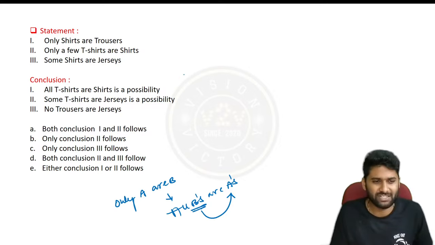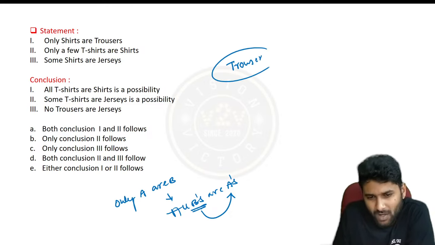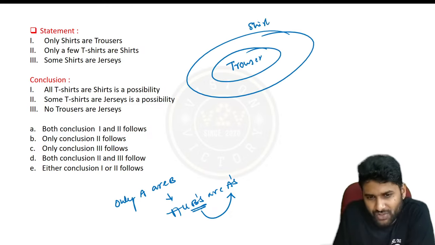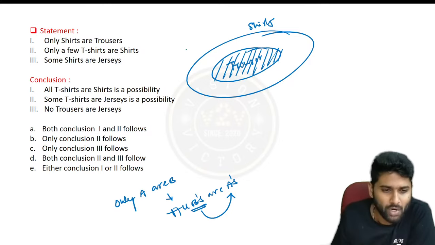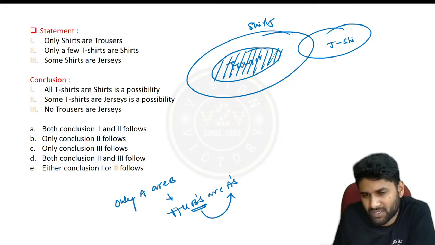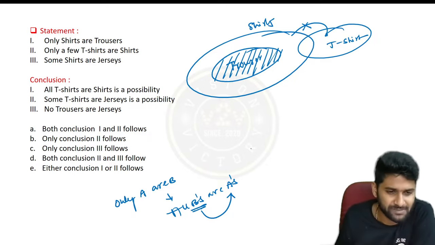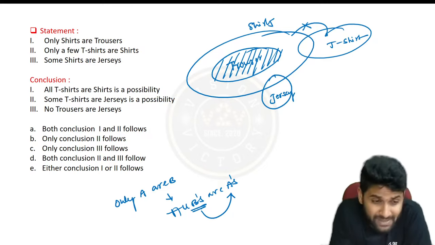Now guys, here the data says only shirts are trousers, meaning trousers belong to shirts. You should understand it in this way. You cannot assume these trousers to be any other object. That is the direct restriction given in the statement. Only few t-shirts are shirts means some t-shirts are shirts, some t-shirts are not shirts. Next one: some shirts are jersey. Don't give any extra overlappings other than the statement.